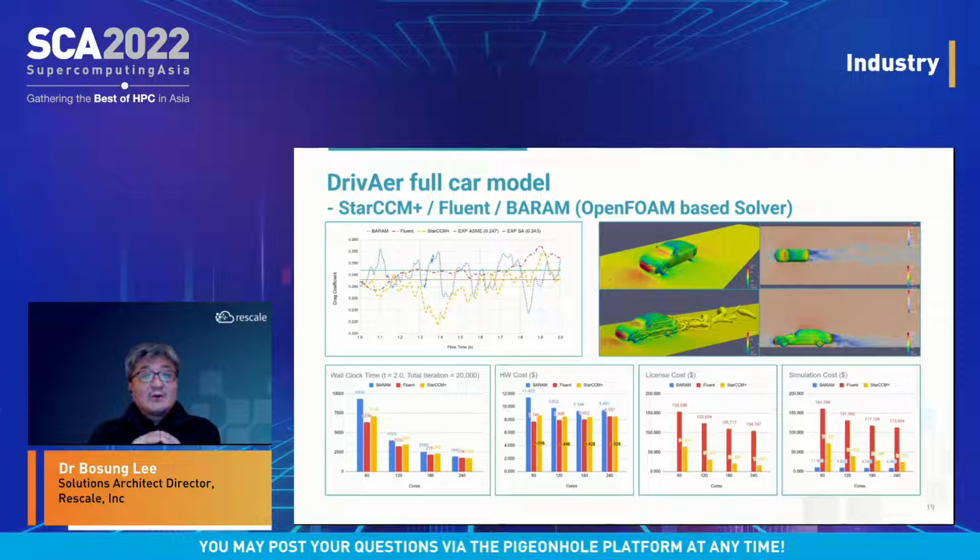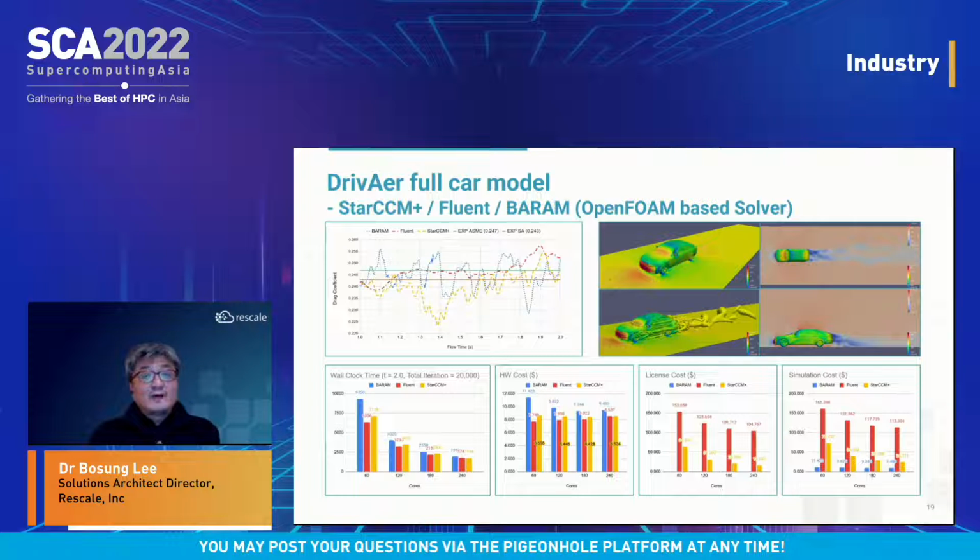Wall clock time for 20,000 iterations is shown in the lower left graph. In this graph, when a single node of 60 cores is used, Fluent shows the lowest wall clock time. But when 4 nodes were used, 4 nodes meaning 240 cores, STAR-CCM+ shows a slightly lower execution time than Fluent. In all three software, the scalability is reasonable.